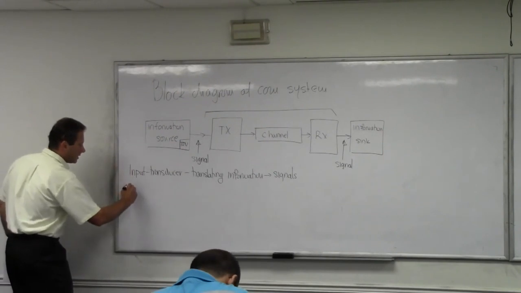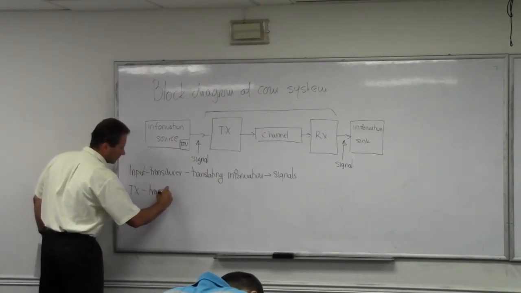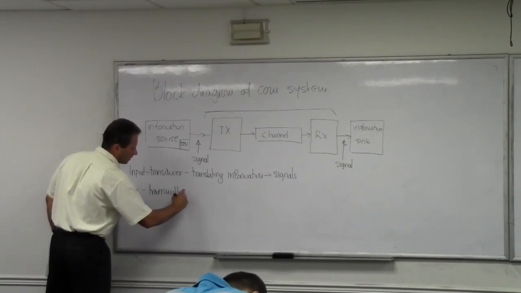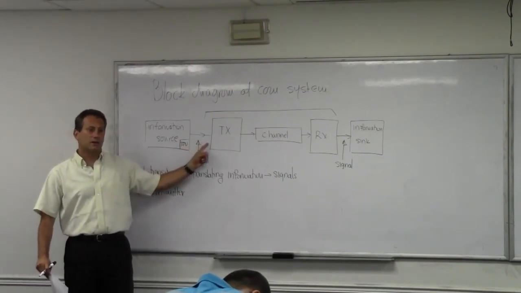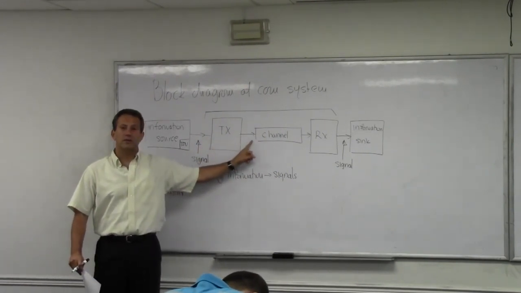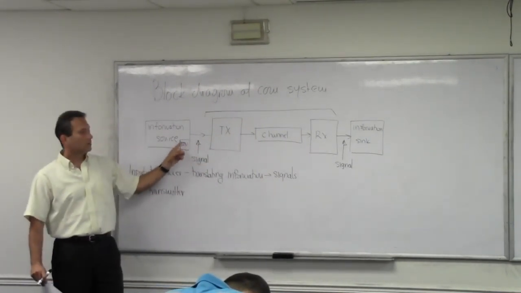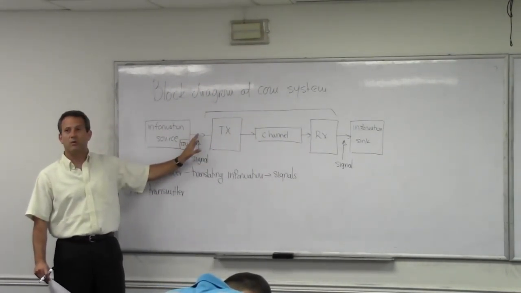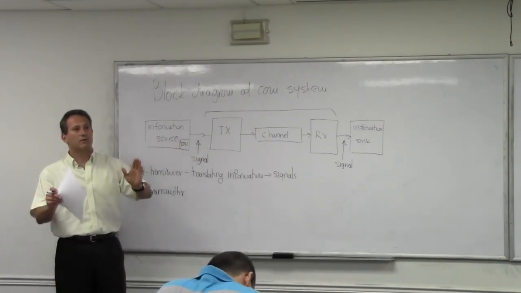The next block in this diagram is the transmitter. The purpose of the transmitter is to accept this signal from the transducer and adjust it so that it can be sent over the communication channel. The signals that are coming out of the transducers are typically what we call baseband signals. They are voltages and currents at the low end of the spectrum.